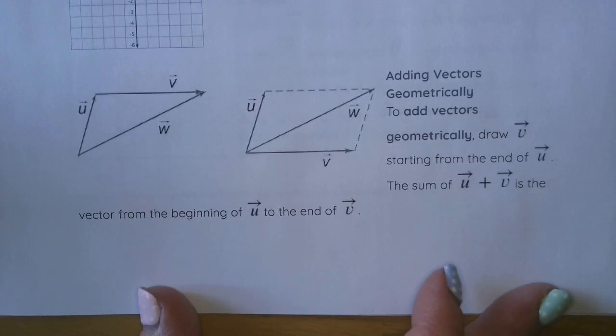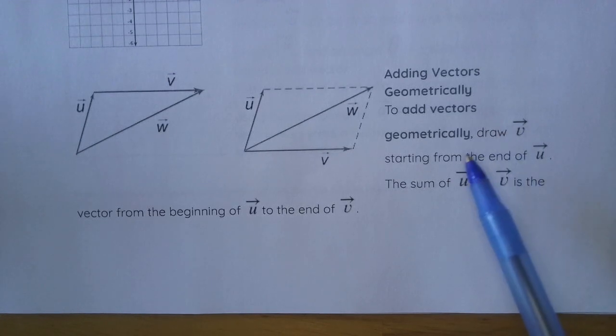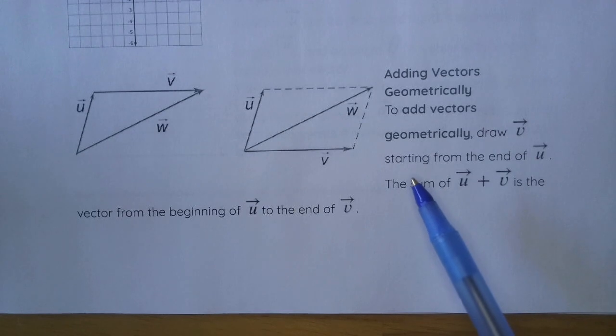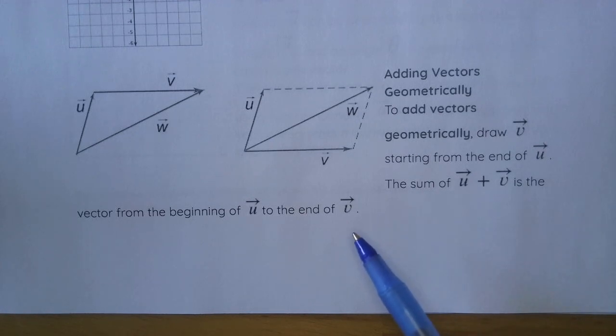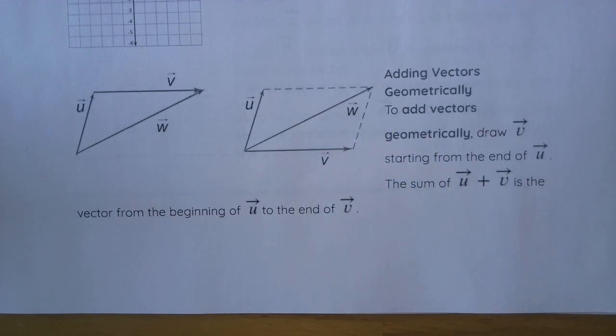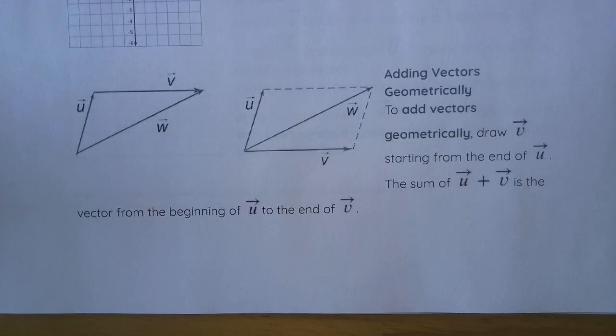Adding vectors geometrically. To add vectors geometrically, we first start off by drawing vector V, starting from the end of vector U, and the sum of the two, the sum of the U vector plus the V vector, is the vector from the beginning of U to the end of V, giving us vector W. From its starting point to its ending point is the sum of the vectors.